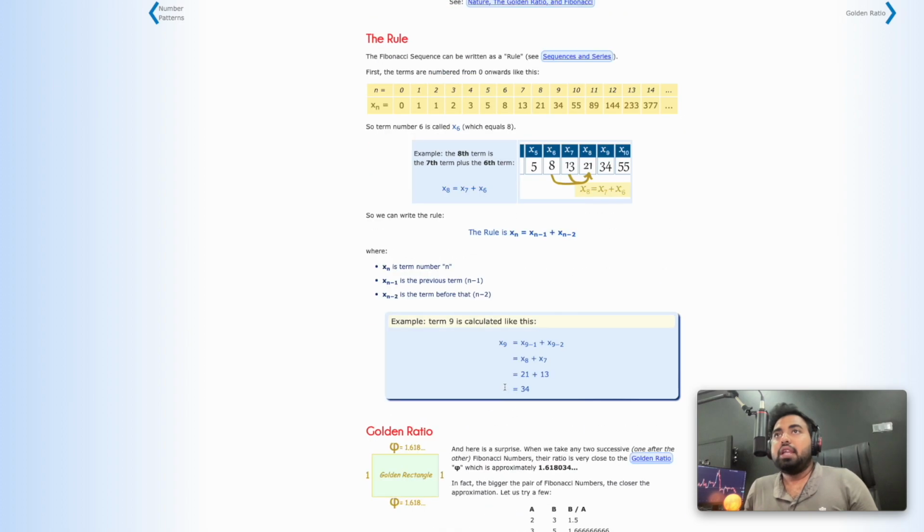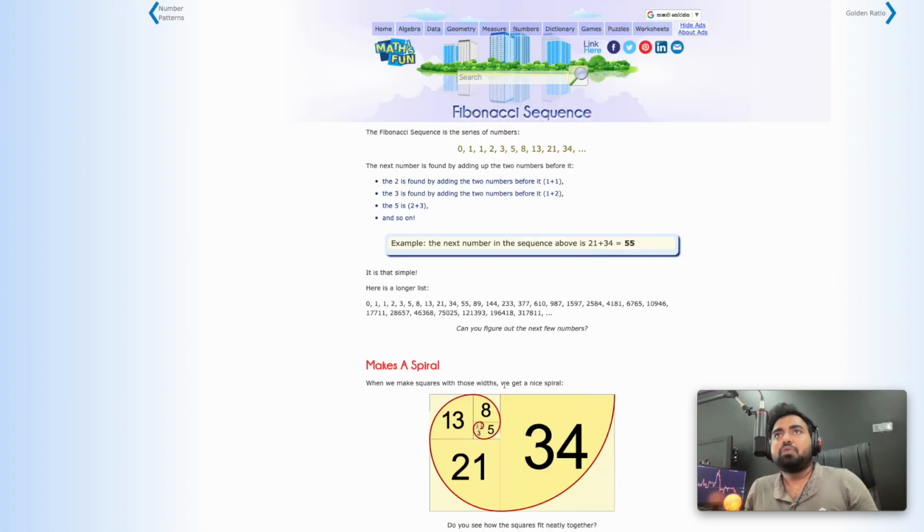Okay guys, let's see what this pattern actually is. The Fibonacci sequence is a series of numbers. 0 plus 1 equals 1, 1 plus 1 equals 2, 1 plus 2 equals 3, 2 plus 3 equals 5, 3 plus 5 equals 8, 5 plus 8 equals 13, 8 plus 13 is 21, 13 plus 21 is 34. So the next number in the sequence is 21 plus 34, which equals 55, guys. Now I think you understood the pattern. It is a really simple pattern, right? It is not a big issue.